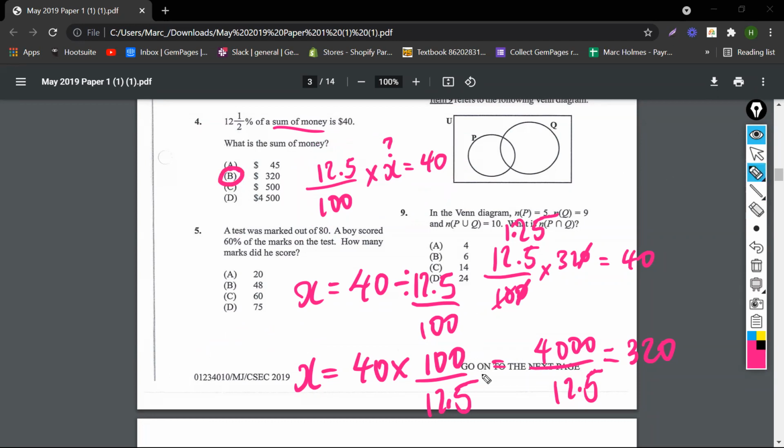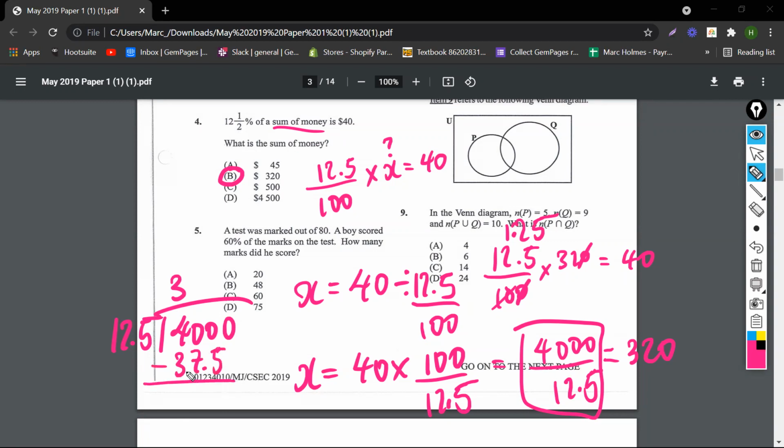The only issue with this is that it's kind of difficult to divide the 4,000 by the 12.5 here. Let's just try though. Let me show you how to divide this without a calculator, because we don't really get a calculator in the exam. So 12.5 divided into 4,000. 12.5 can go into 40 how many times? I think it can go in there 3 times, right? So 3 times 12.5 is 37.5. So we're going to subtract that from 40 and we should get 2.5.